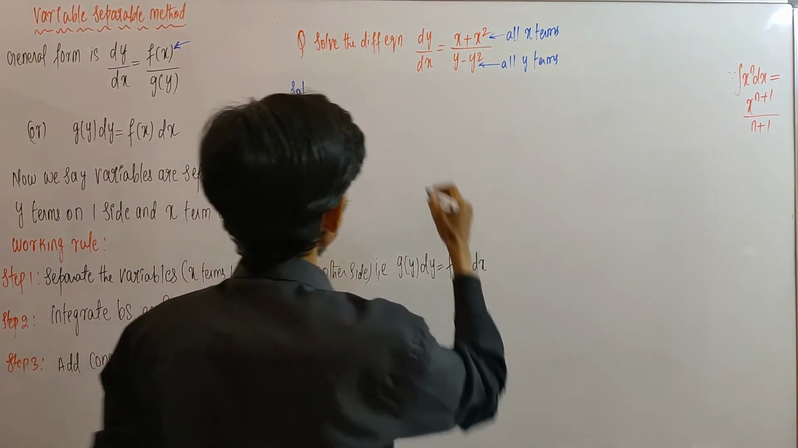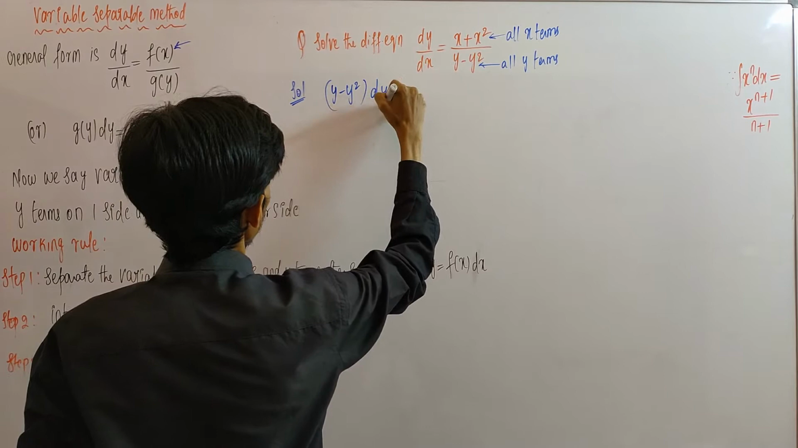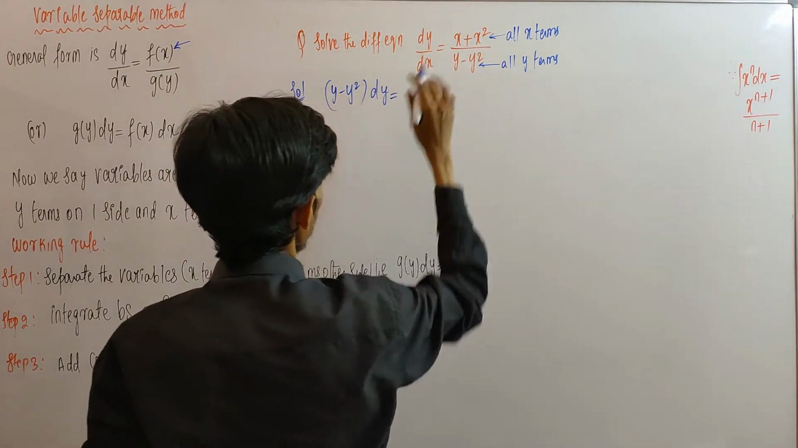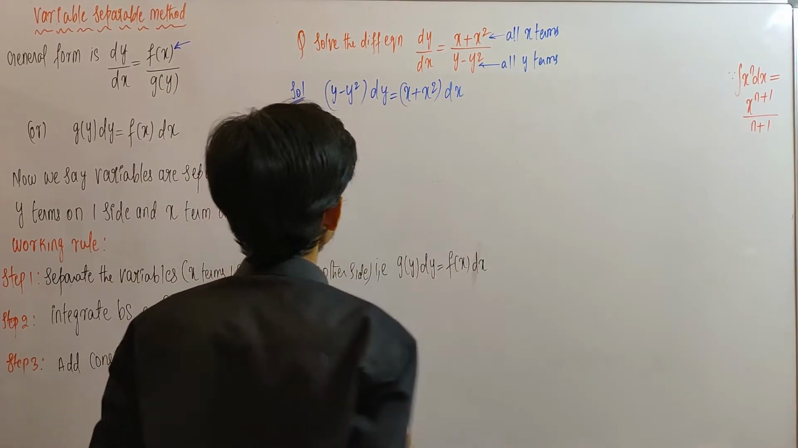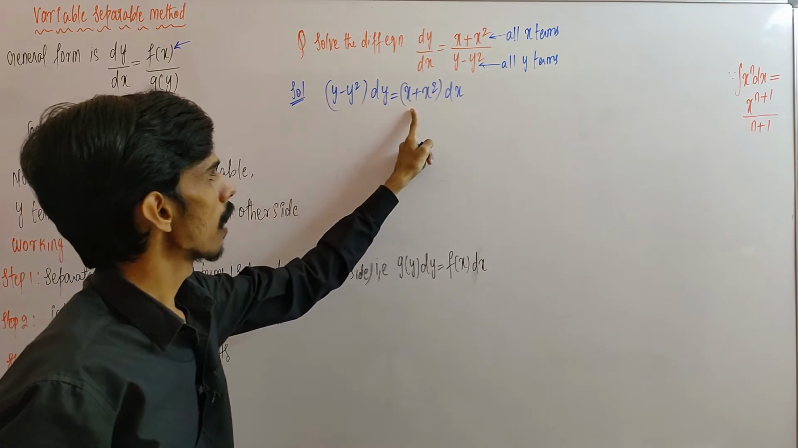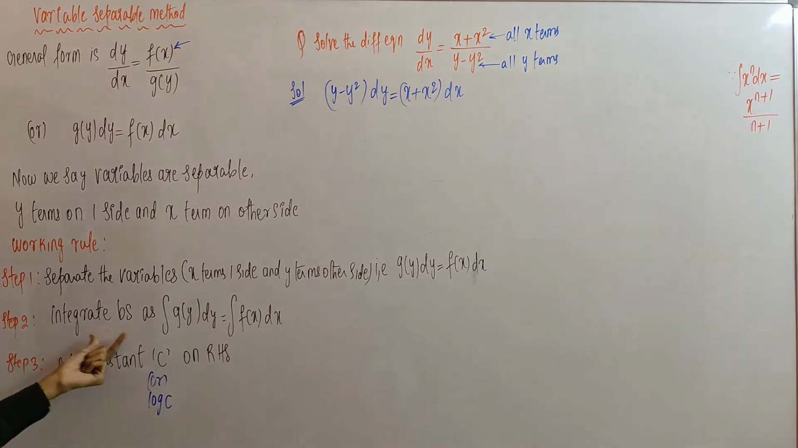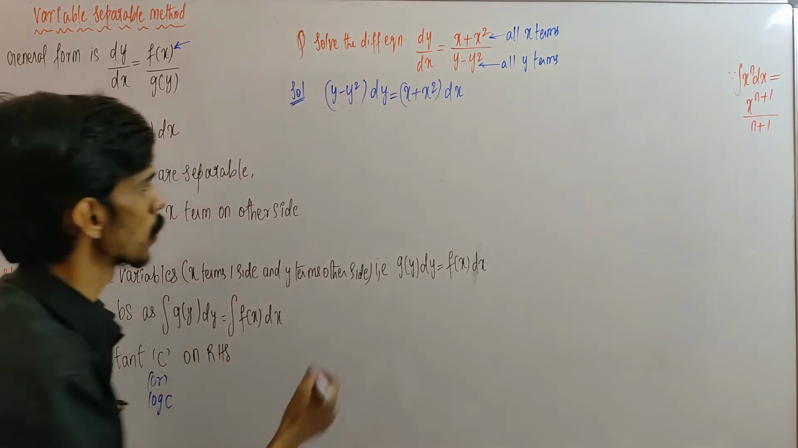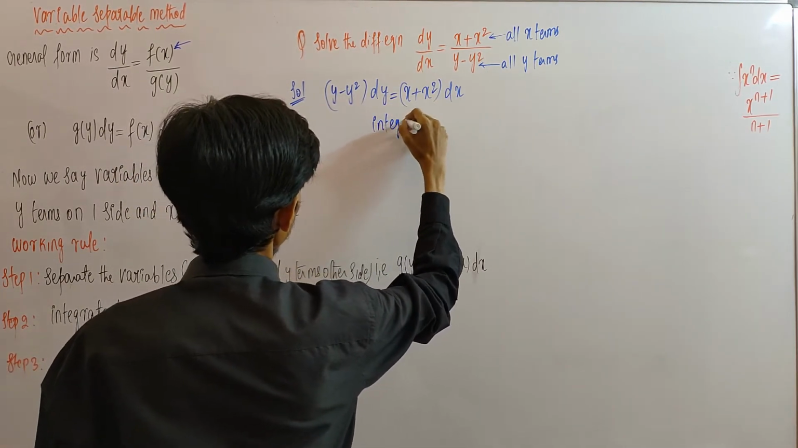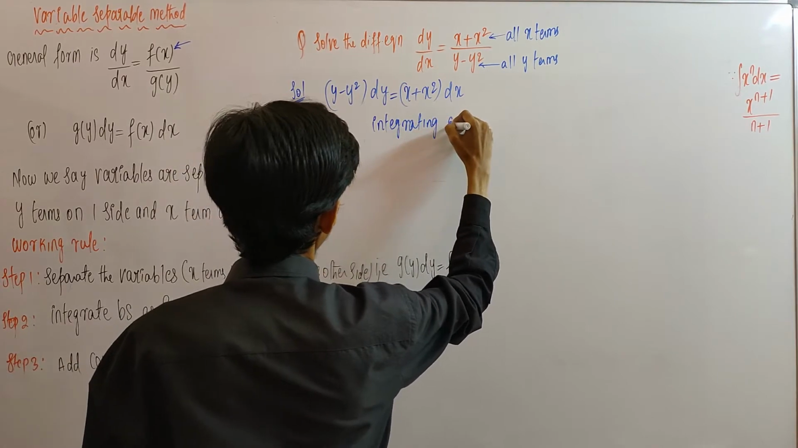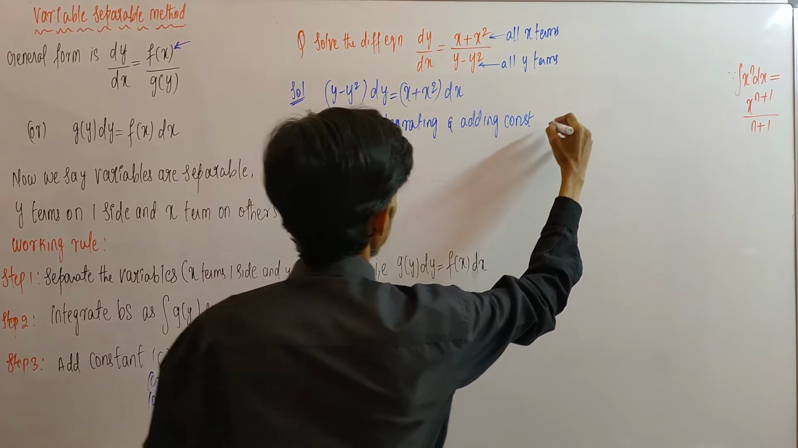Now cross multiply, then we will have y minus y square into dy is equal to x plus x square into dx. All y terms together, all x terms together. Now we got this relation. Now the next step is integrating both sides and adding constant. So we got the variable separable form. Now the next step is integrating and adding constant c.